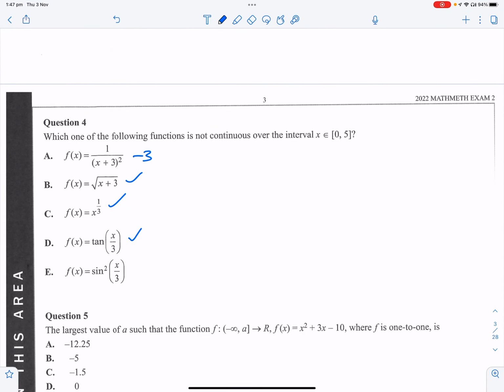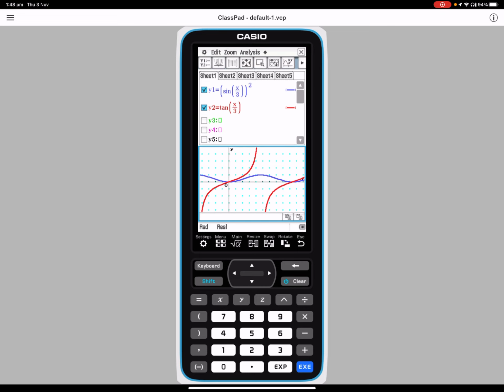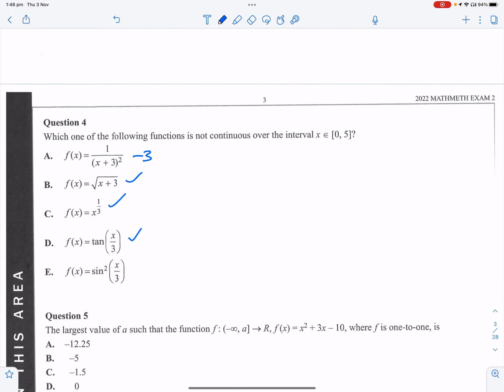Tan x on 3. Oh, how did I stuff that up? Well, we know it's tan x on 3 anyway.